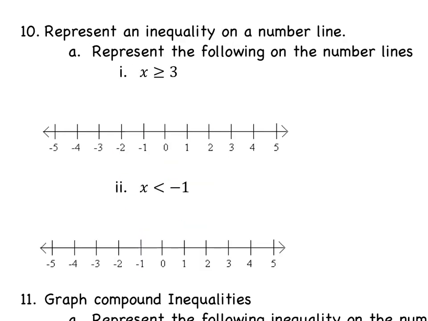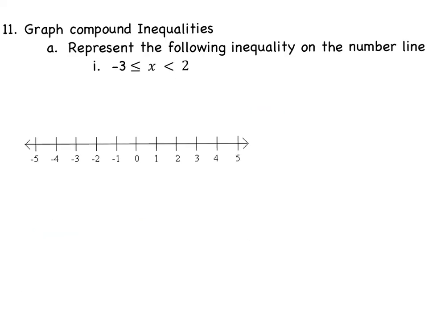Number 10, we want x is more than or equal to 3. Since it's more than or equal to and we want to represent it on the number line, we put a solid circle over 3 and the arrow will point the direction of the inequality sign. We want x is less than -1. So since it's less than, we put an open circle and we put the arrow pointing in the direction of the inequality sign.